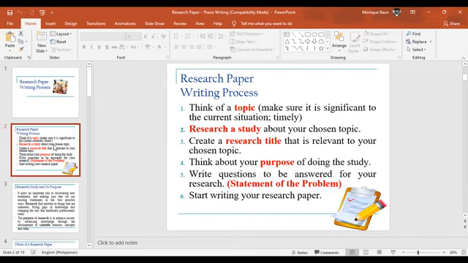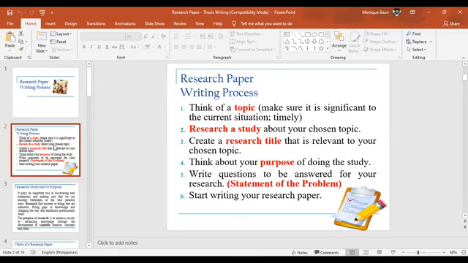Then the next thing that you have to do is to think about your purpose. Why am I doing this? Is it because of a requirement? Is it out of curiosity? Or is it because you find it interesting? Those are your purpose.